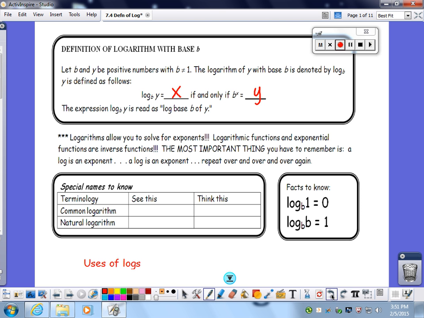All right, some special names you need to know. A common logarithm, you're going to see this: log x means log base 10 of x. Common log means the base is 10. The 10 is assumed to be there. Natural log, ln of x, has a base of e that's implied. You don't have to write it.